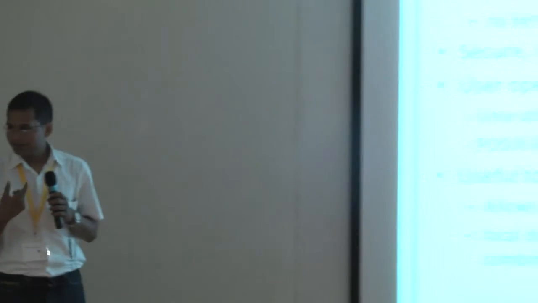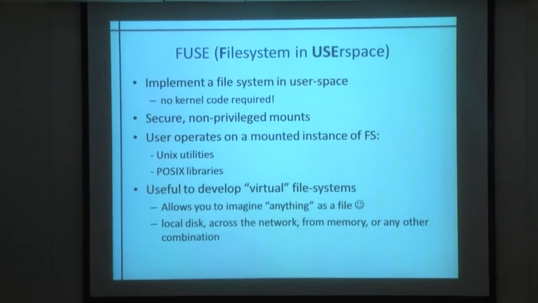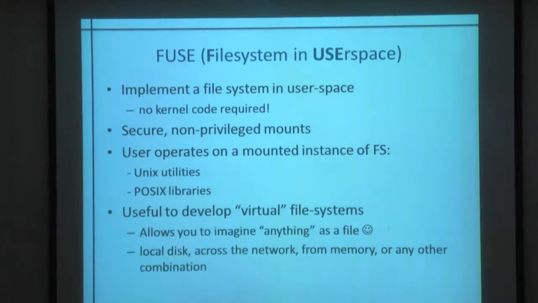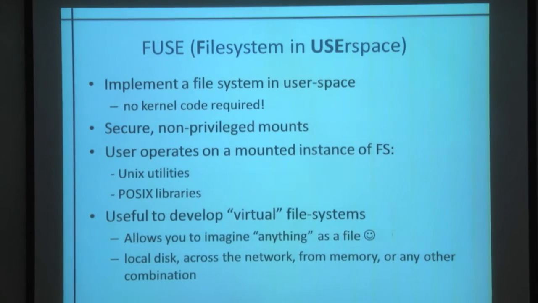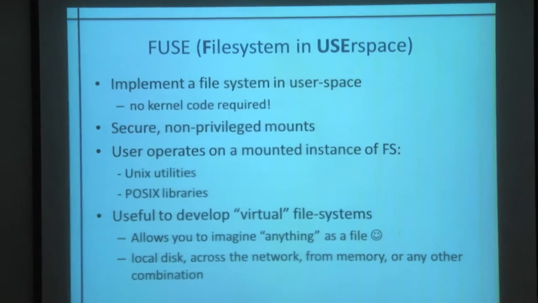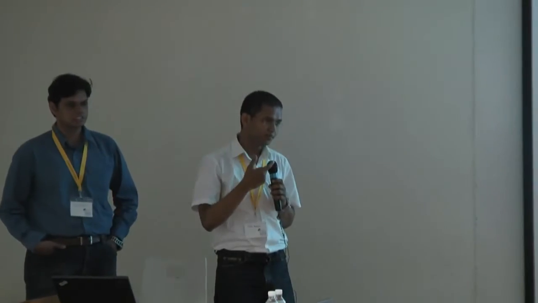The user operates on a mounted instance of his or her file system, and the behavior of this file system is exactly the same as a native file system. So all the Unix utilities like cat, touch, anything you name, and any application that has been written with the POSIX libraries using calls like open, close, create, read, write, will work in exactly the same way. There is absolutely no difference between the behavior of a file system written with Fuse and a native file system.